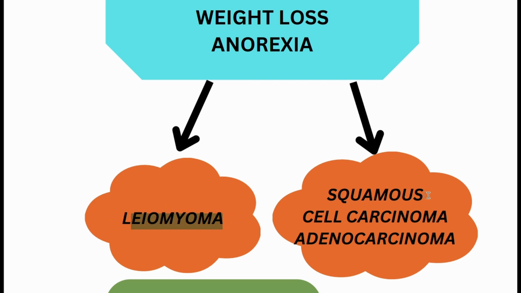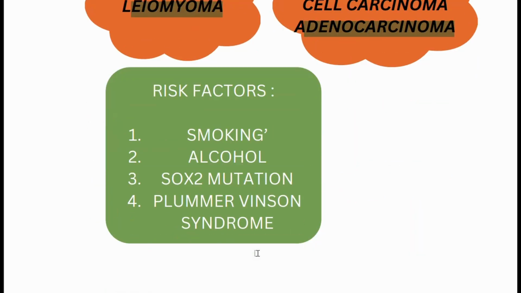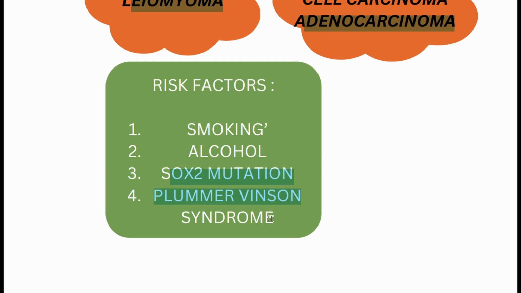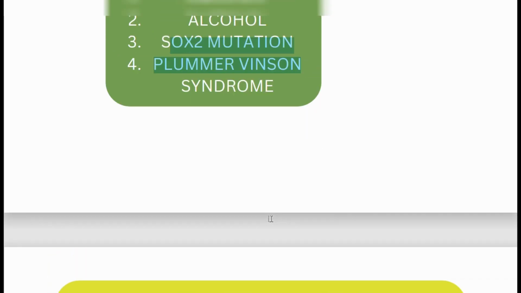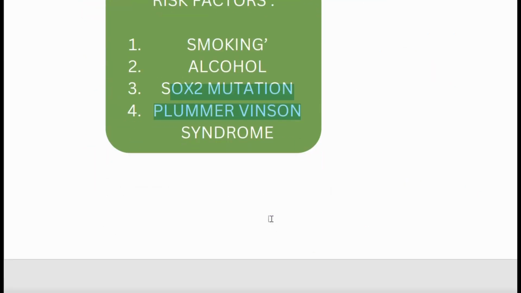And in malignant, we have squamous cell carcinoma and adenocarcinoma. And you ask the patient whether he used to smoke or is alcoholic, etc. And you will check for any mutations or Plummer-Vinson syndrome. Plummer-Vinson syndrome is a syndrome with the symptoms of esophageal webs, iron deficiency anemia, and chronic glossitis. So these are the three things that you will find in Plummer-Vinson syndrome. These are the risk factors for a person getting carcinomas of the esophagus.